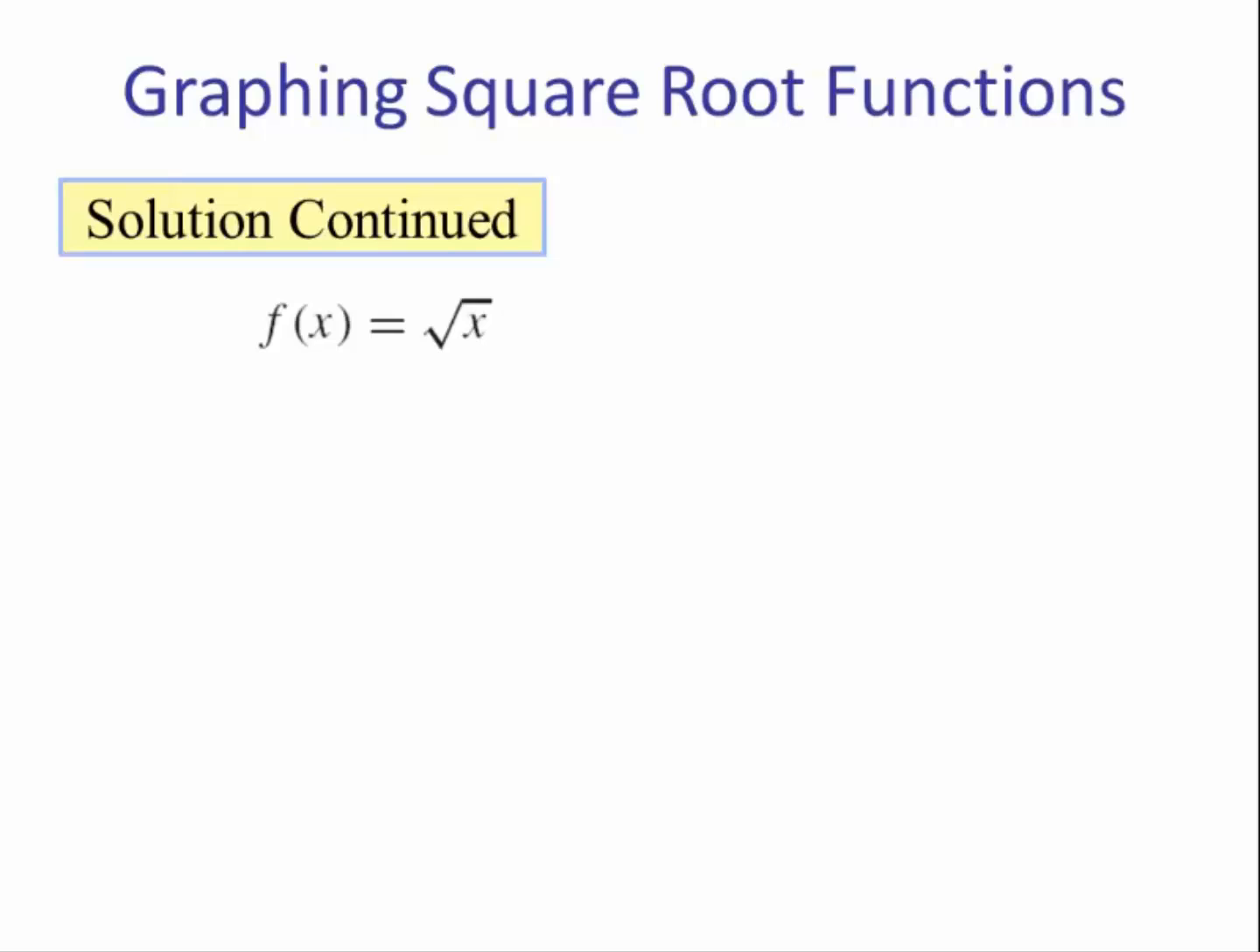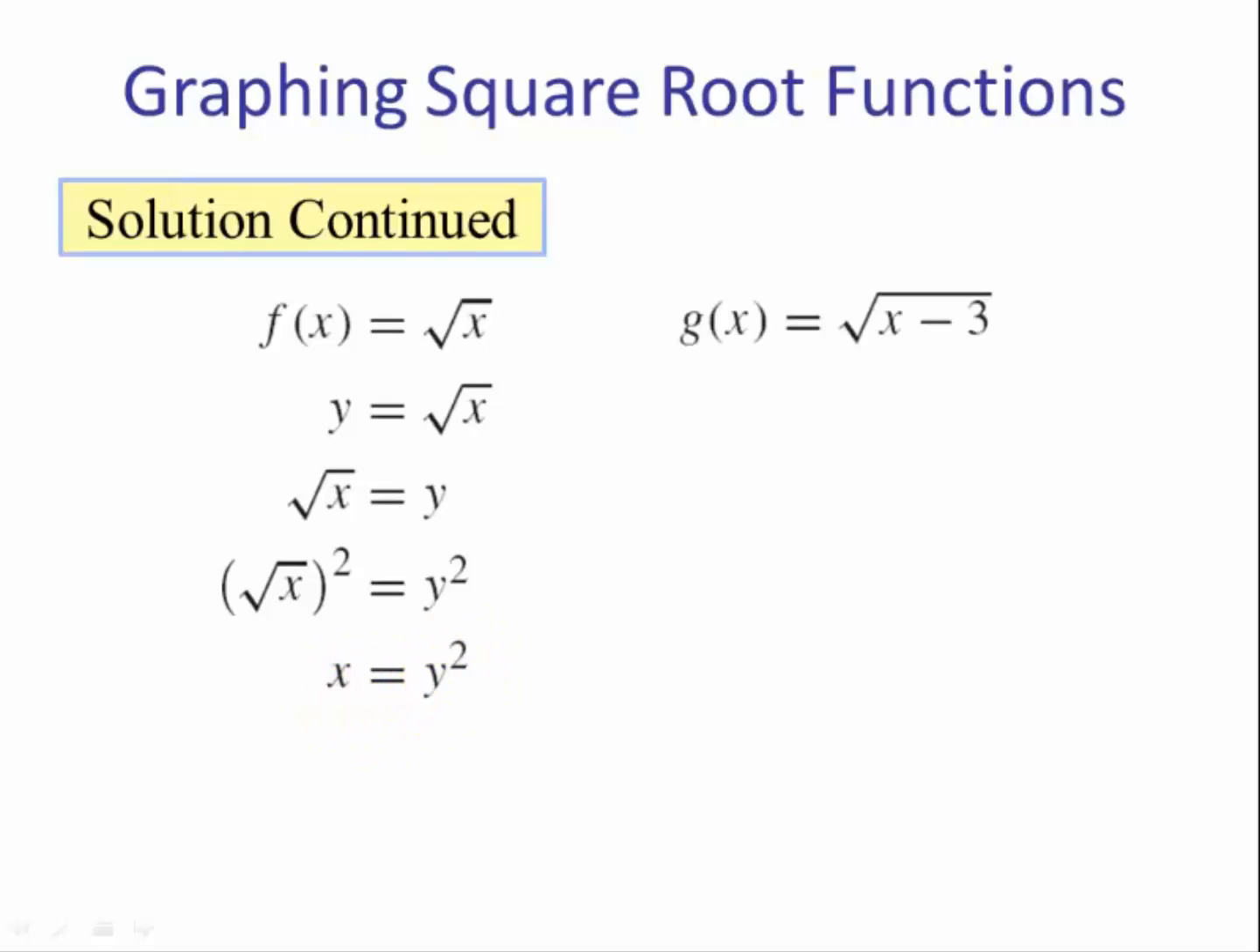So let's think about it like this. F of x equals the square root of x. F of x is the same thing as y. Now if I wanted to solve for x, I would square both sides and I would get x equals y squared. So when y is 0, x is 0 squared, which is 0. When y is 1, x is 1 squared, which is 1. When y is 2, x is 4. When y is 3, x is 9.